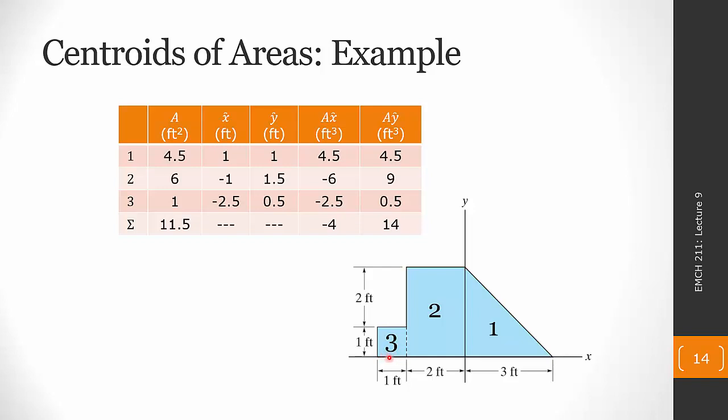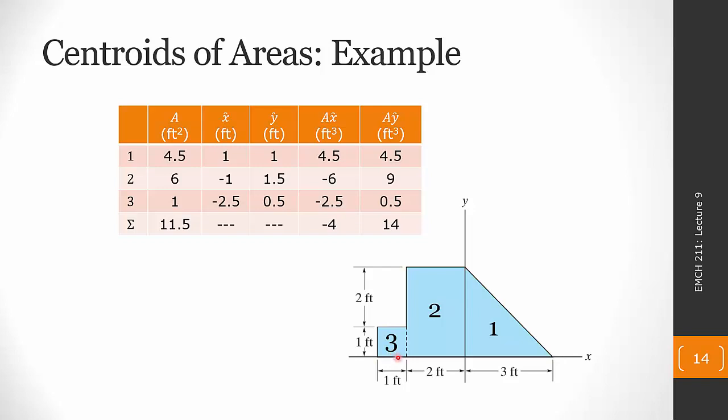However, we have to be aware that we are measuring from the origin. So to get from the origin to this location, we have to go 2 feet to get to the edge of this square, and then another ½ foot to get to where the centroid is located. So that's how we're getting negative 2.5 for shape number 3, because from the origin, we have to go to the left 2.5 feet to get to the x tilde location for shape 3.